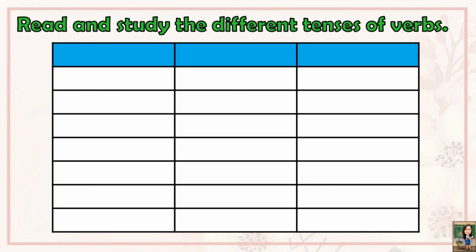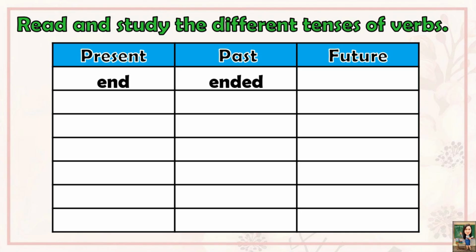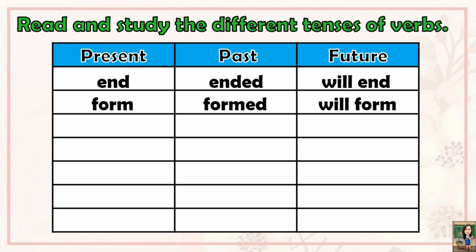Now let's read and study the different tenses of verbs. On the first column is the present tense. On the second column is past tense. And on the third column is future tense. We will read first the present tense, and then next is past tense, and then next is the future tense. End. Ended. Will end. Form. Formed. Will form.